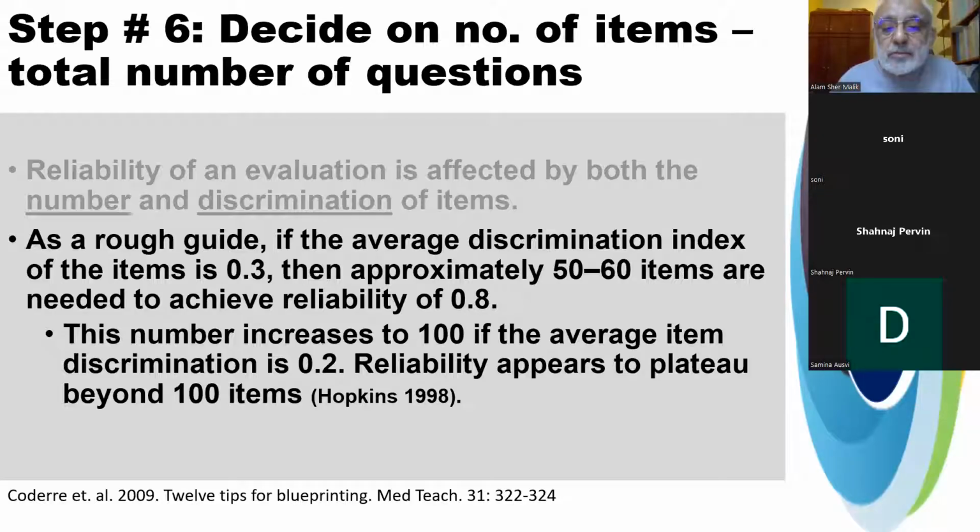This number increases to 100 if average item discrimination is 0.2 and reliability appears to plateau beyond 100 items. So based on our expected discrimination index and the reliability of the result, we can have a fairly good idea of how many items or questions should be included in that examination.